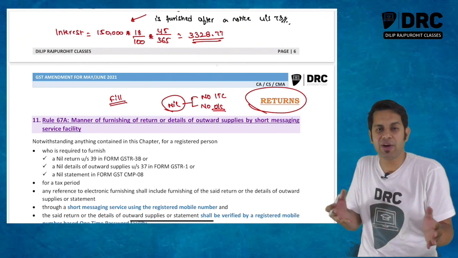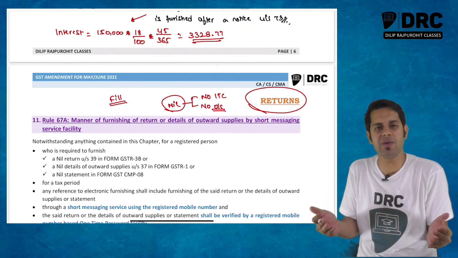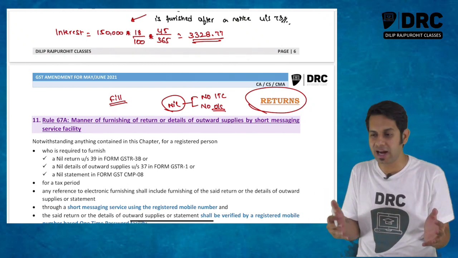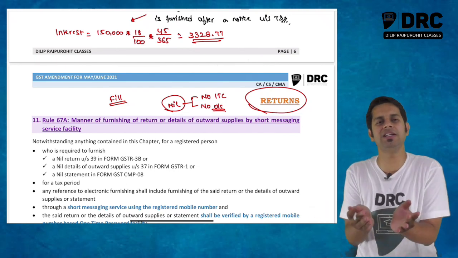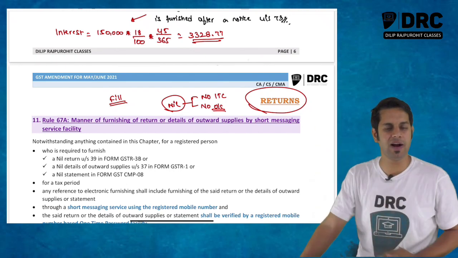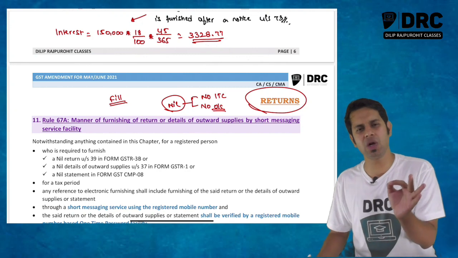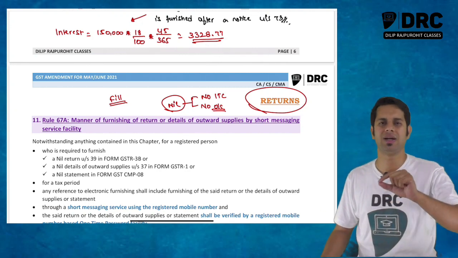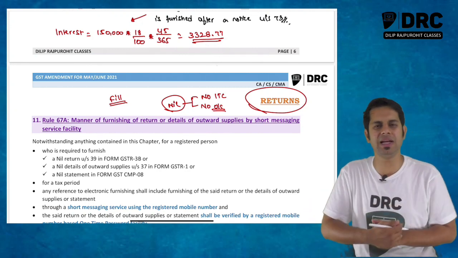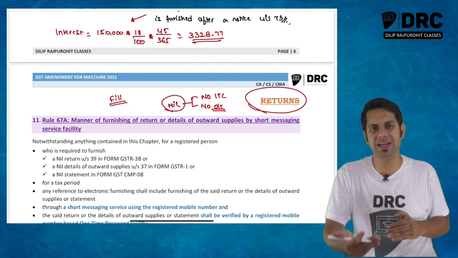Hey government, I don't have any return, I have not made any supply this month, I don't have any input tax credit. Just send this message. That means a nil return will be filed. So in case you are required to file a nil return, they have started a new facility of filing a nil return.